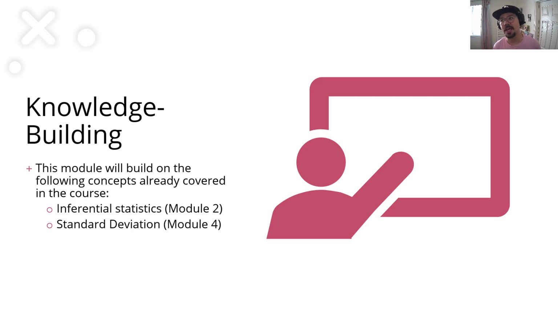We're also going to be building more on the idea of standard deviation we were introduced to. I say Module 4 here. That's also not quite correct because I combined Module 4 and Module 3 into measures of central tendency and variability.